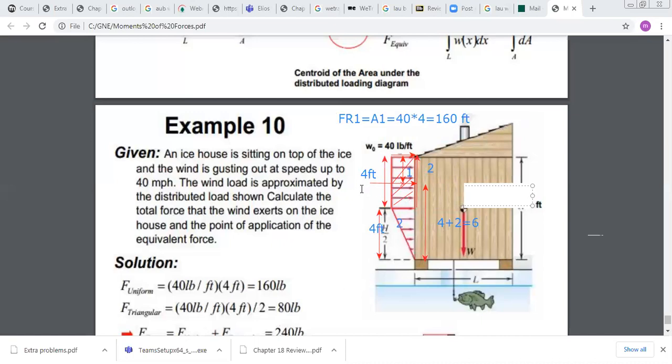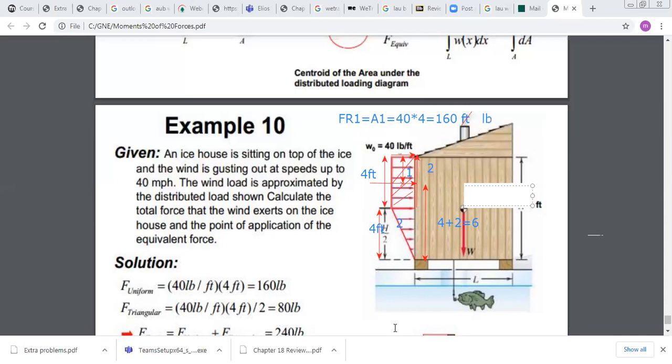Now, I am done with the first part. Is it feet or pound? Sorry, LB, I mean, yes, it's LB. LB over feet times feet, it's LB, sorry. So here, 160 LB, okay?